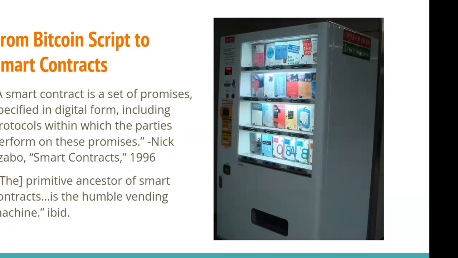The primitive ancestor of smart contracts, he says in the same paper, is the humble vending machine. And this is interesting. I did some research on vending machines in preparation for this talk, and one thing I found out is that the ancient Greeks had them. There was an ancient Greek inventor named Hero of Alexandria, and he worked at a temple, and he made a vending machine.